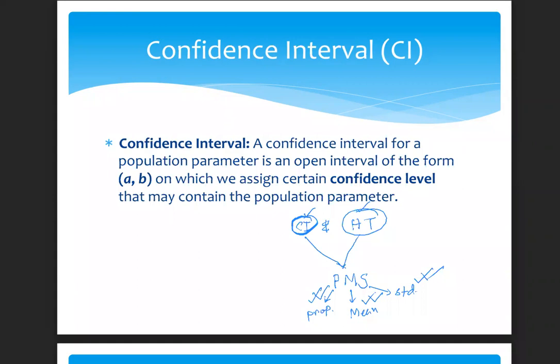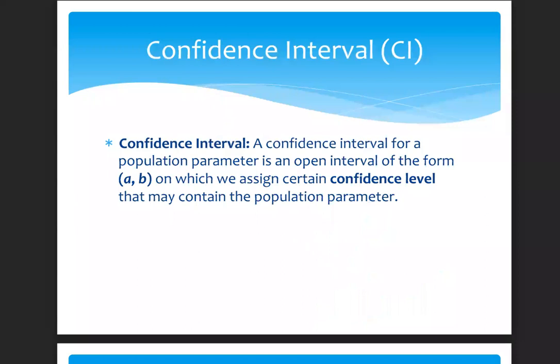All right, so let's talk about this confidence interval. A confidence interval for a population parameter is an open interval of the form (A, B), which we assign a certain confidence level, that contains the population parameter. This looks too academic. Let's make it simple. Bring it down to ordinary people's language.